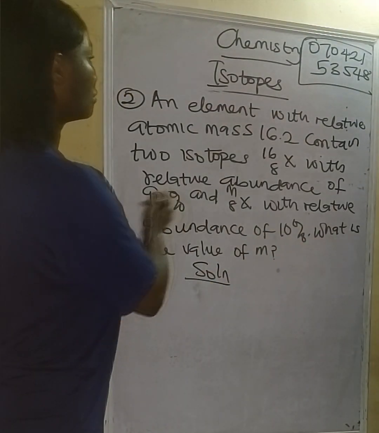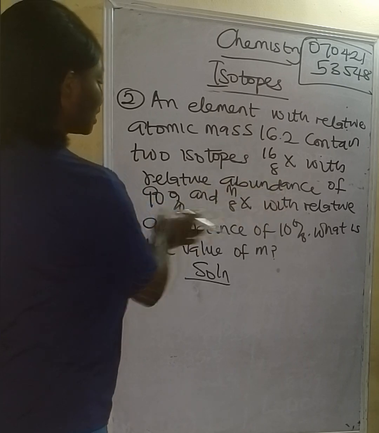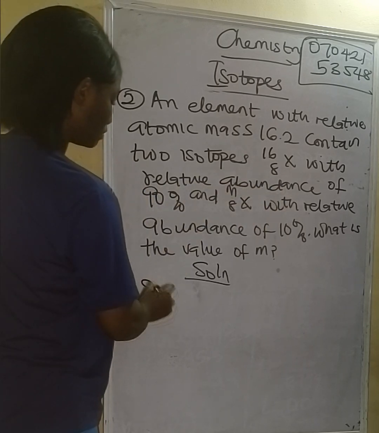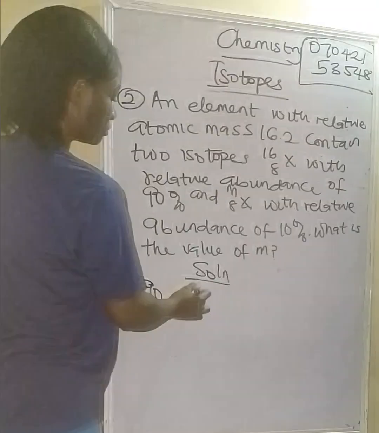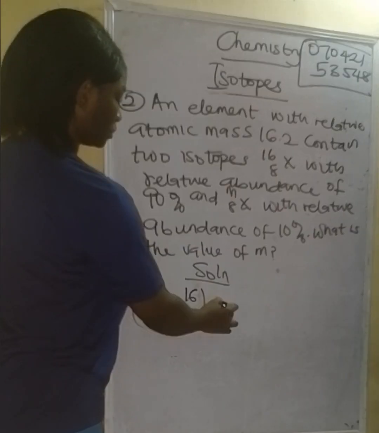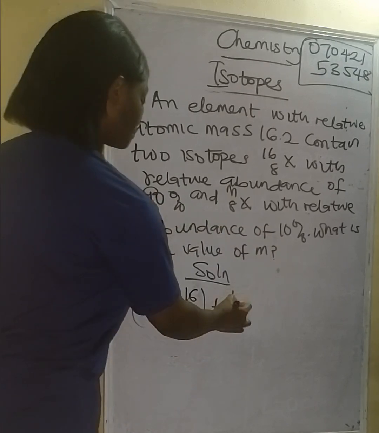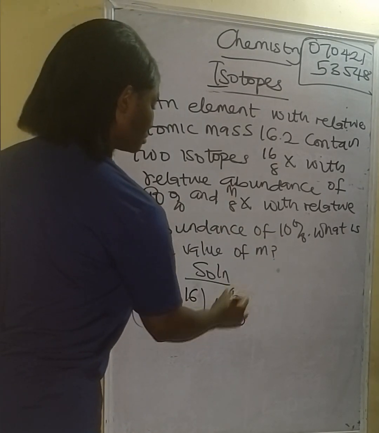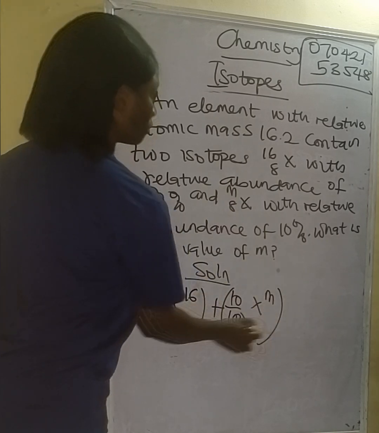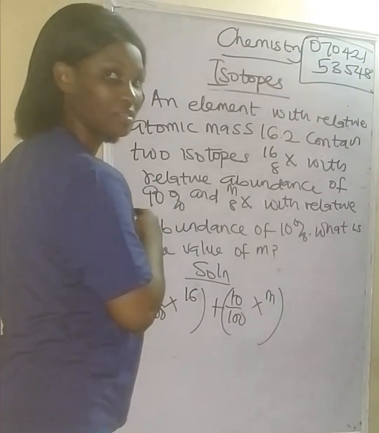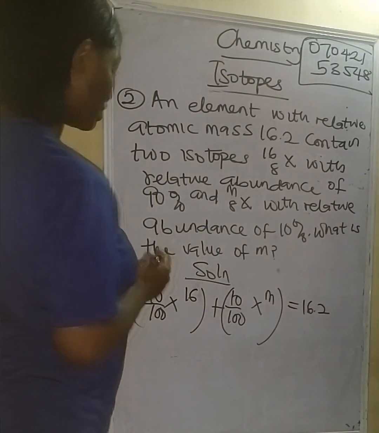So now let's solve it. It contains two isotopes, 16 with the relative abundance of 90%. That will be 90 over 100 times the mass number, which is 16, plus the relative abundance, which is 10%, 10 over 100 times M. M is the mass number here, which we are looking for, equals the relative atomic mass, which is 16.2. So it is quite different from the previous one.